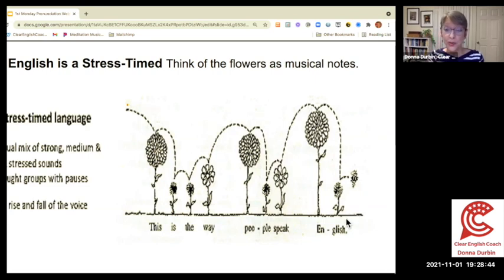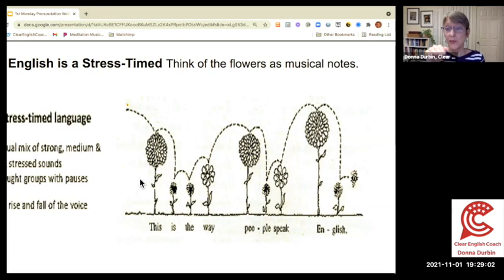English is 2 syllables. People is 2 syllables. People speak English. Speak is in the middle. It's not as high. And the last noun in a sentence is going to be the highest and lowest note in the sentence. English. English.